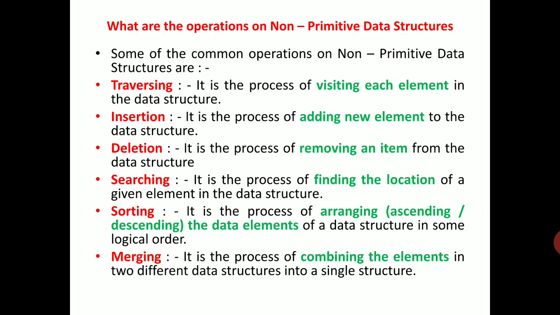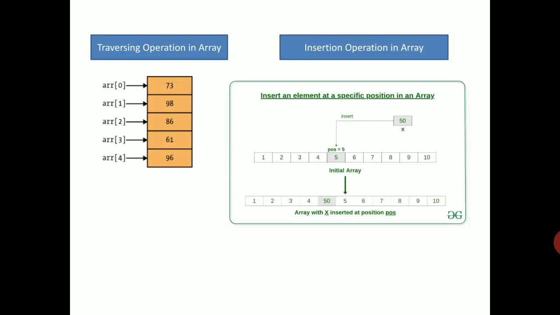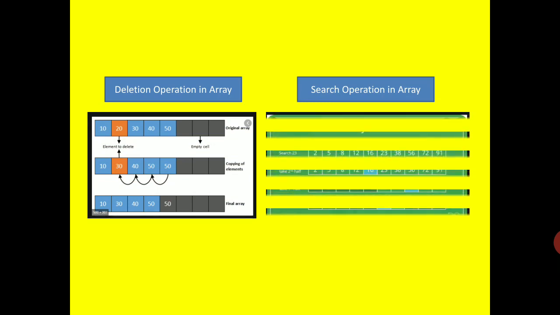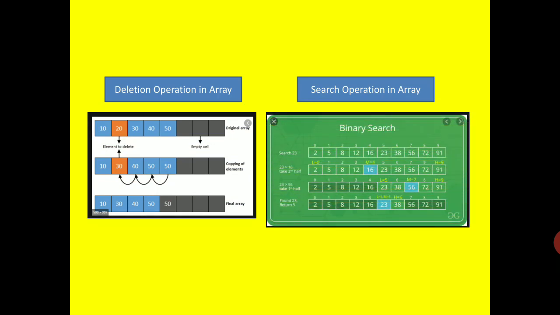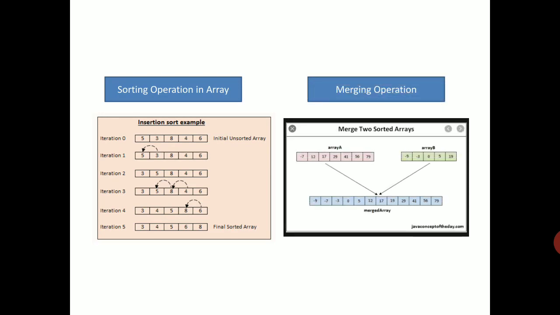Merging, that is combining. Okay, we got it. We have seen these things: what is traversing, what is insertion, what is deletion, and after that what is searching. For binary search we have an algorithm, and several times we get this question: write an algorithm on binary search. Sorting is a very important question. Later we will deal with that part. Then we have sorting and merging.